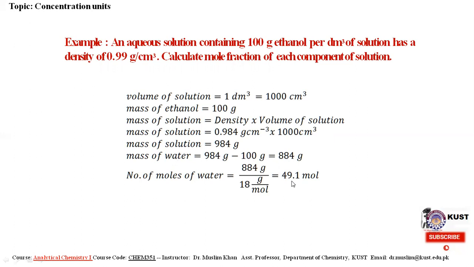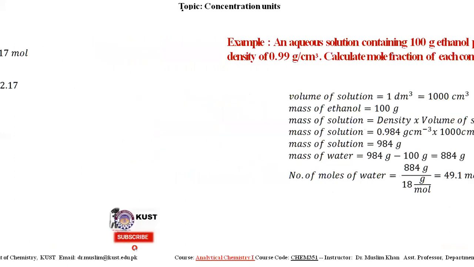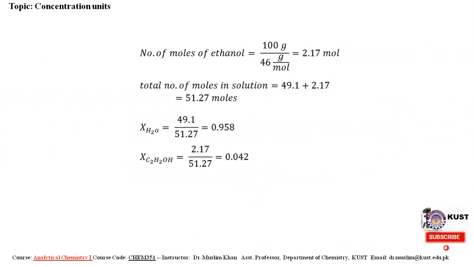that is equal to 49.1 mole. So in continuity of this example, number of moles of ethanol will be equal to 100 is the weight and 46 is the molar mass of ethanol. This is equal to 2.17. So the total number of moles in solution is 49.1 plus 2.17. This is of ethanol, 49.1 was of water, and total number of moles of solution is 51.27.